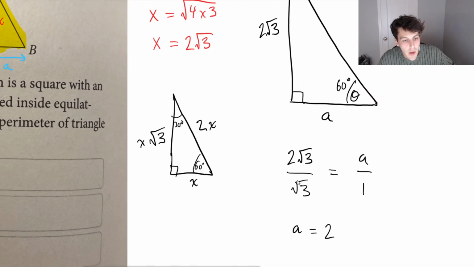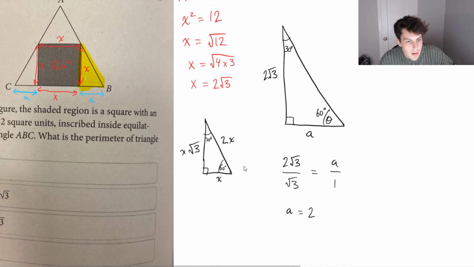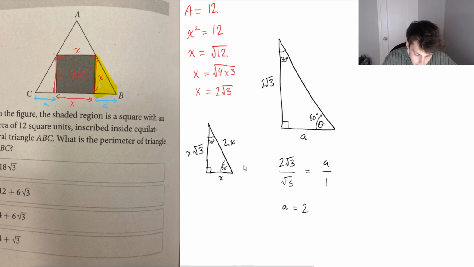Okay, so we know A is 2. That means that we know that one length of our triangle is going to be equal to 2A plus x, right? Because we've got two values of A here, and then 1x.